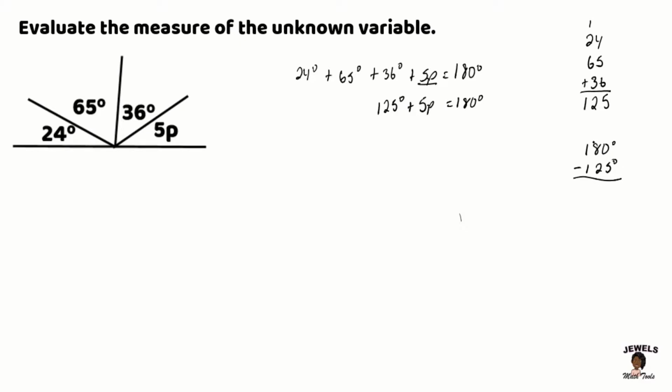So I'm going to be borrowing from my 8 to make it 7. 10 subtract 5 will leave us with 5. 7 subtract 2 is 5. And 1 subtract 1 is 0. We now have 5p equal to 55 degrees. And now we're going to move into our two-step equation step, or our one-step multiplication step, where we're dividing both sides of our equation by 5.